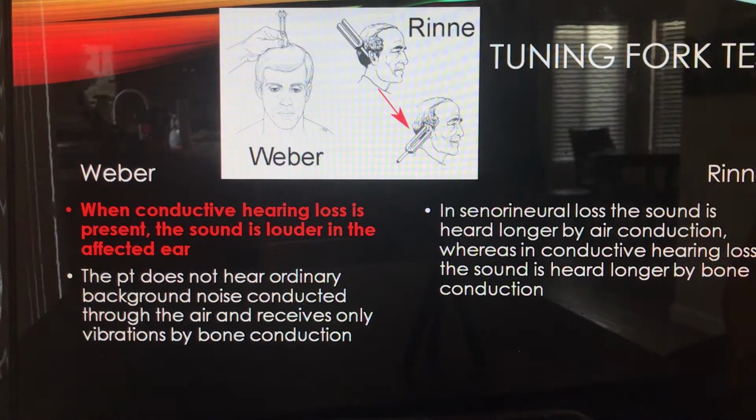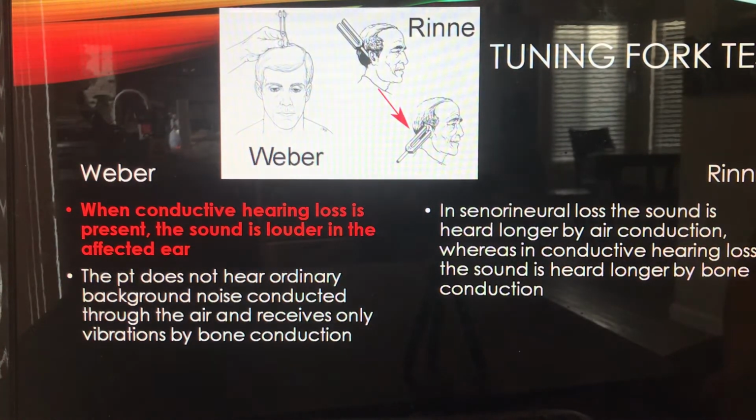Okay, so they're going to test these hearing problems. They're going to use what's called the tuning fork test. And your two are the Weber and the Rinne. So in the Weber, when conductive hearing loss is present, the sound is louder in the affected ear. The patient does not hear ordinary background noise conducted through the air and receives only vibrations by bone conduction.